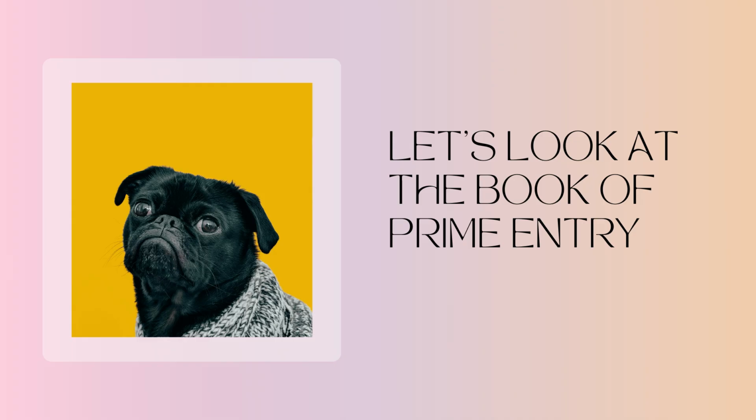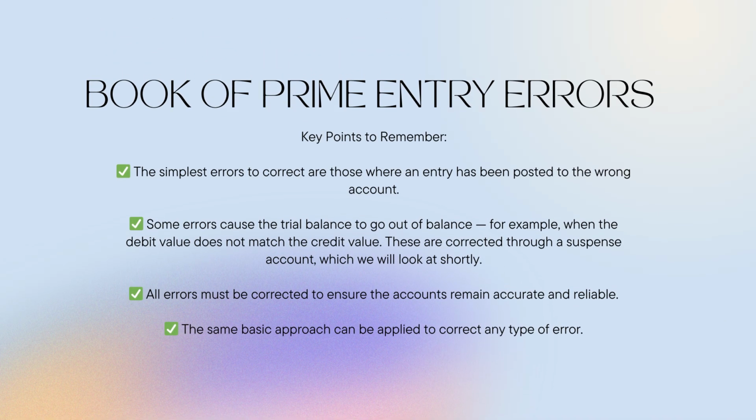That is essentially the very first place that transactions are recorded. Whether you're on a bookkeeping system or not, we've got books of prime entry. Just to recap what those are, we've got the sales day book, the sales returns day book, purchase day book, purchase returns day book, cash book, petty cash book, and journals. Some key points to remember with Book of Prime Entry errors is that the simplest errors to correct are those where an entry has been posted to the wrong account. They're going to be really simple for you to fix in the exam. Some errors cause the trial balance to go out of balance.